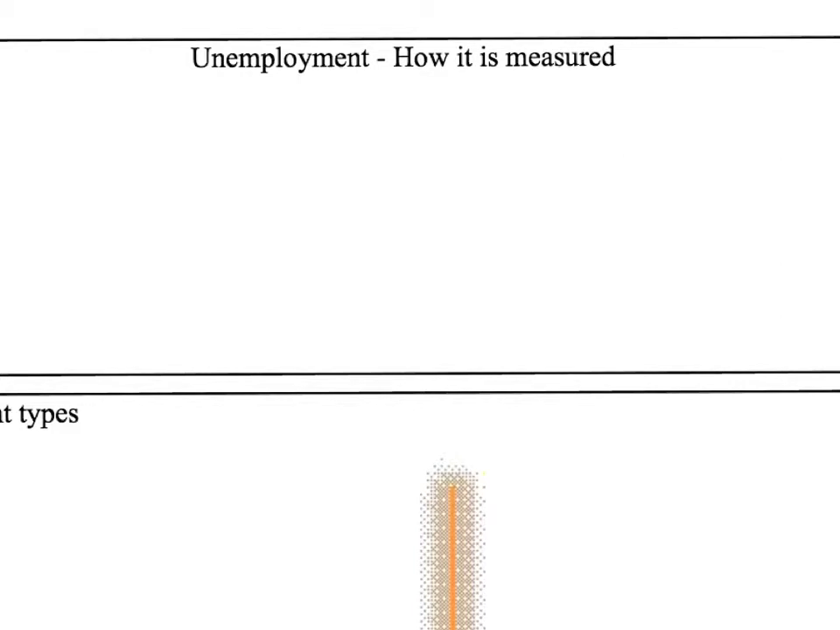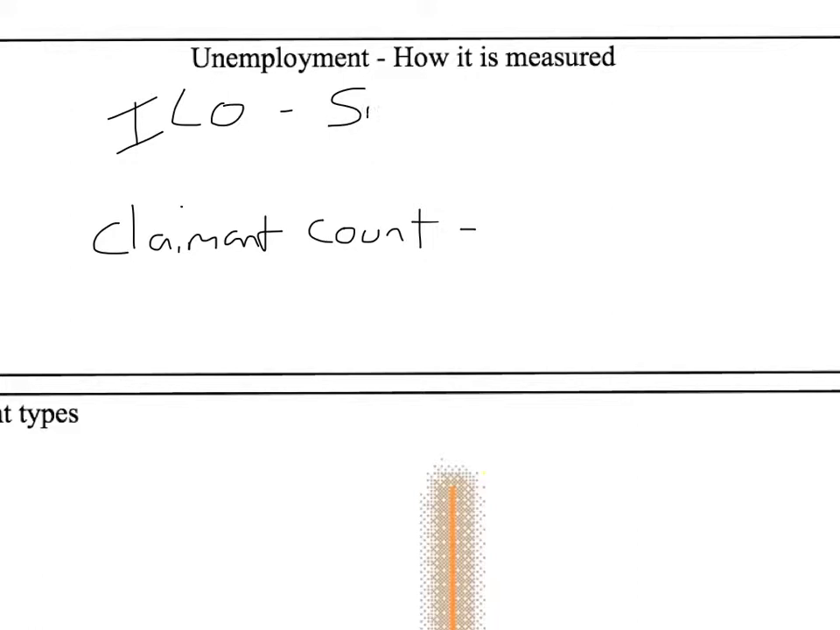So unemployment is measured in two ways. It's either the ILO or the claimant count. To be honest, you don't really need to know much about this, apart from there are two ways. The ILO can also be called the Labour Force Survey, but the ILO is just a survey. They ask a number of people, are you unemployed? They tell them if they're unemployed or not. Simple as that.